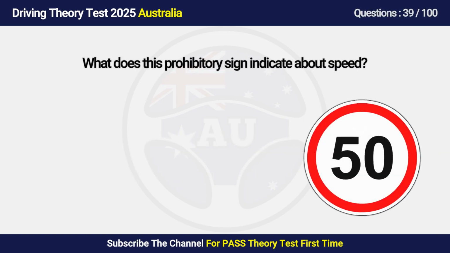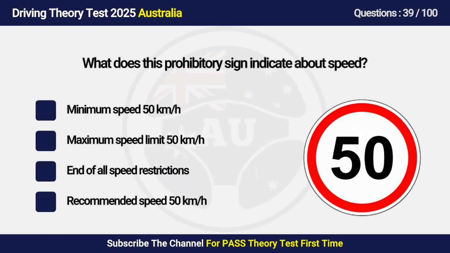Question 39. What does this prohibitory sign indicate about speed? A. Minimum speed 50 km per hour. B. Maximum speed limit 50 km per hour. C. End of all speed restrictions. D. Recommended speed 50 km per hour.